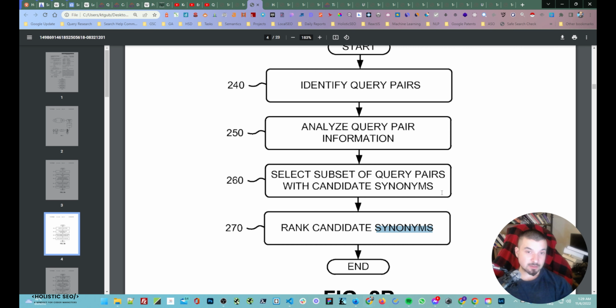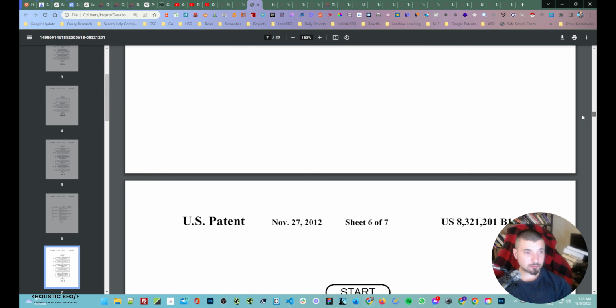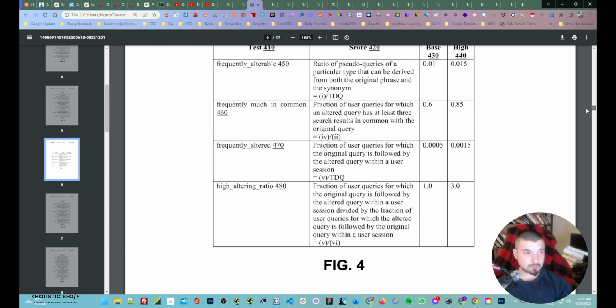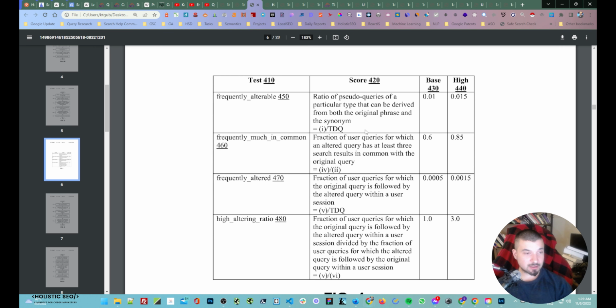So it means it signals how you should be structuring your topical maps, identifying a synonym with n-gram agreement for a query phrase. It's actually an aggregative methodology. If you check these sections, it will be really good for you because these are little query scoring methodologies with different scoring engines and methods as well.